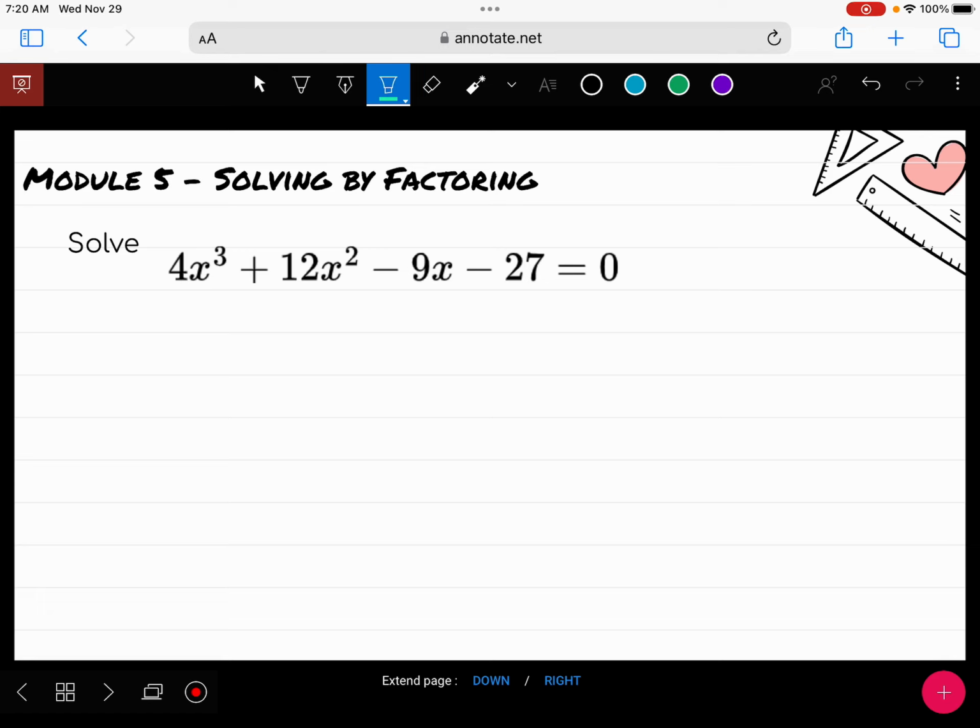So we're asked to solve this. So now it has an equal sign. It's not an expression, it's an equation. And if it was like a quadratic, we would factor it, x in box, and set each factor equal to 0. And that's exactly what we're going to do here.